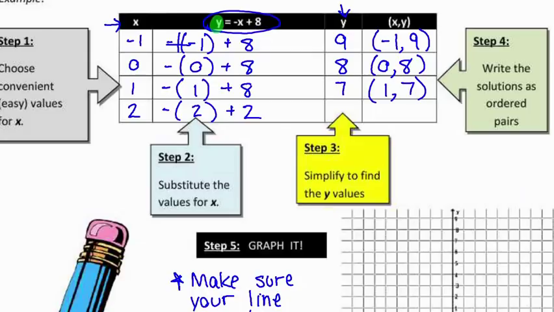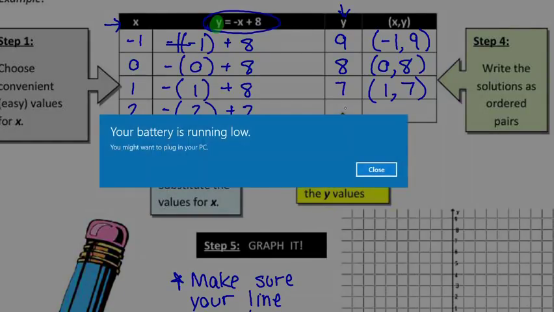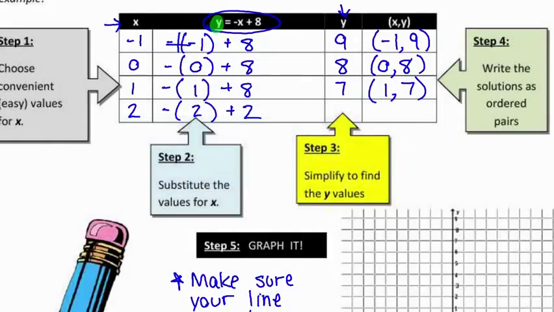And then I have -2 plus 2, which is going to be 0. I apologize, that was my computer battery running low, not yours. So if I plug in 2 as the x, I pop out 0 as the y.